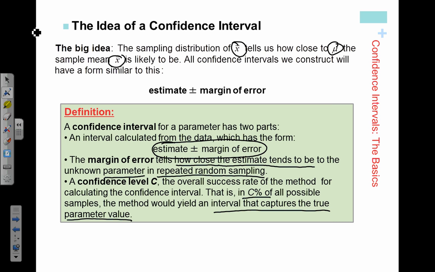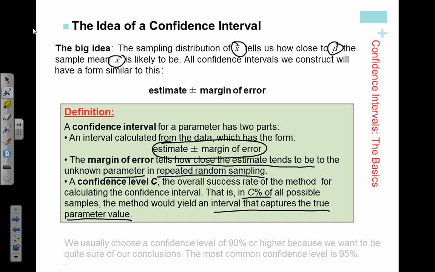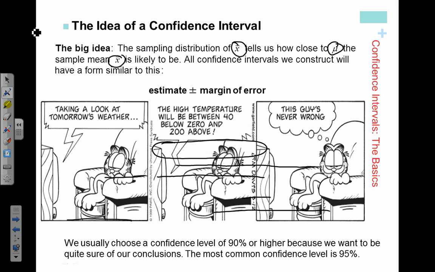Okay? And the reason you have a confidence interval is because you give yourself some room to play with. If I said it is going to be 0.999, then if it's not 0.999, I'm wrong. So instead I say, well, it's got to be between 0.8 and 0.95. Now I've got some room in between. So there's a little cartoon that says, take a look at tomorrow's weather. The high temperature will be between 40 below zero and 200 above. And Garfield says, look, this guy's never wrong. Why is he never wrong? His interval was huge.